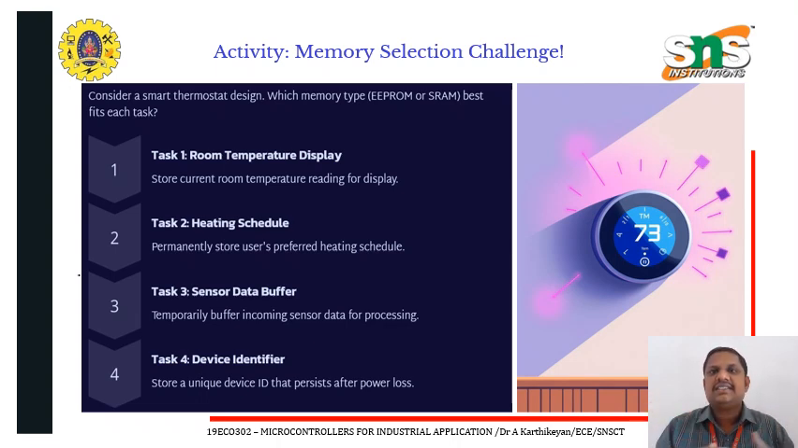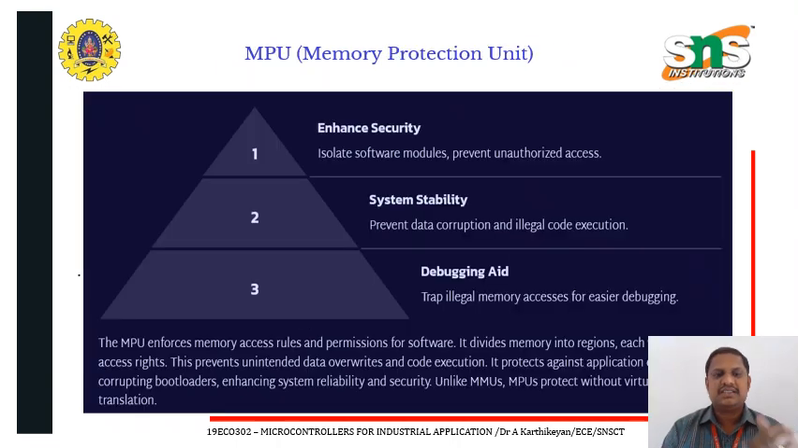Task 3 is a sensor data buffer, where we use a temporary buffer to hold sensor data for processing in a real-time application. We sense the information and increase the buffer. The fourth task is to uniquely identify devices, with a low-power device identified. That is today's activity.